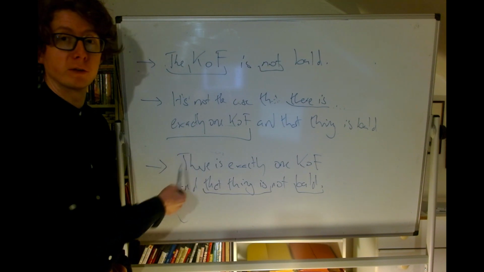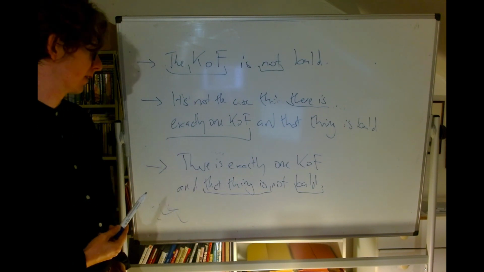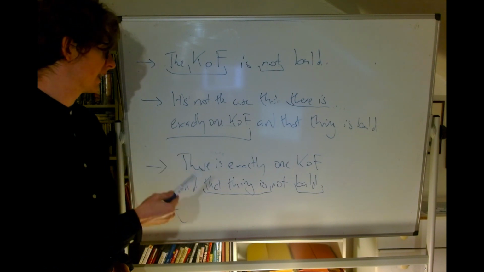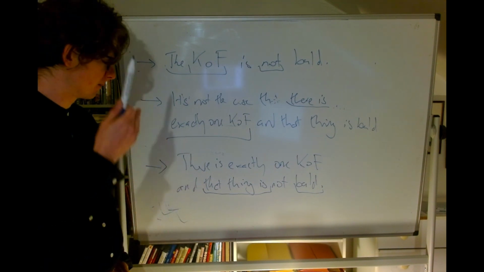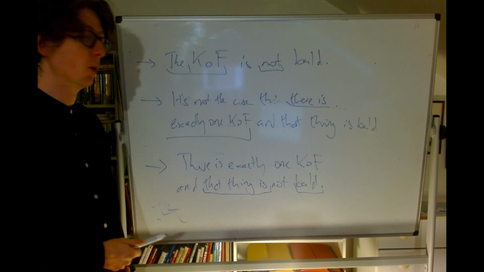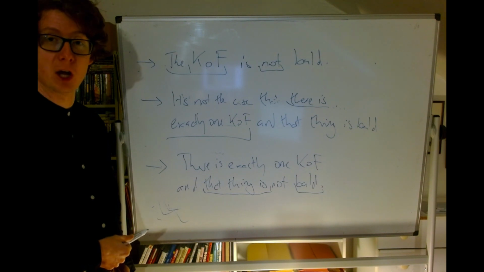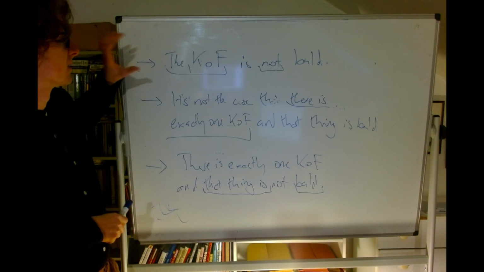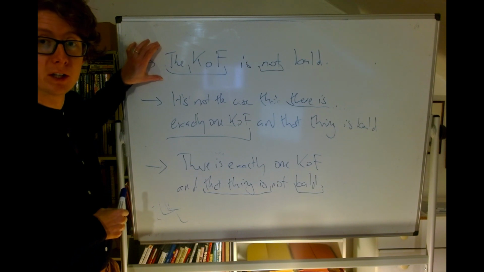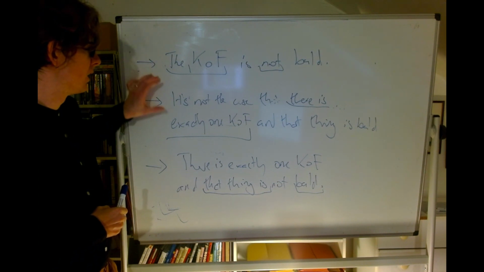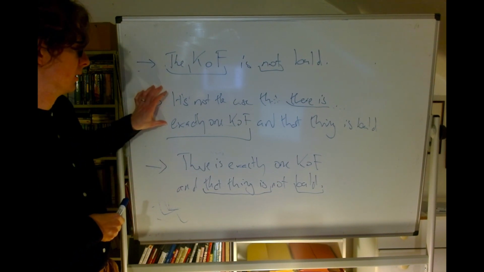If there's no King of France, then there can't be exactly one King of France. But if there isn't exactly one King of France, then moreover, there isn't exactly one King of France who happens to not be bald. So what Russell says is, when we think about these claims involving "not" and descriptions, there's actually two ways of understanding them.